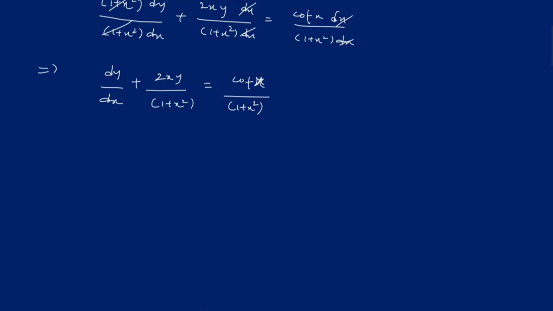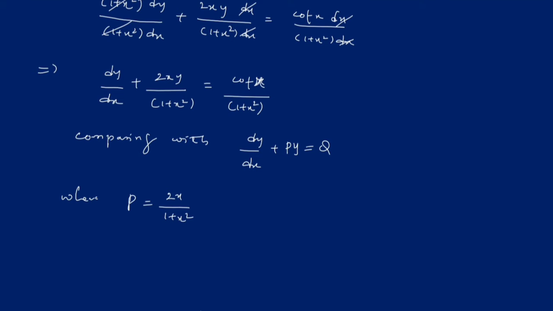Now we have to compare this equation with the standard form dy by dx plus py equals q. After comparing, the value of p is 2x upon (1 plus x square), and the value of q is cot x upon (1 plus x square). So after getting p and q, now we have to find the integrating factor.